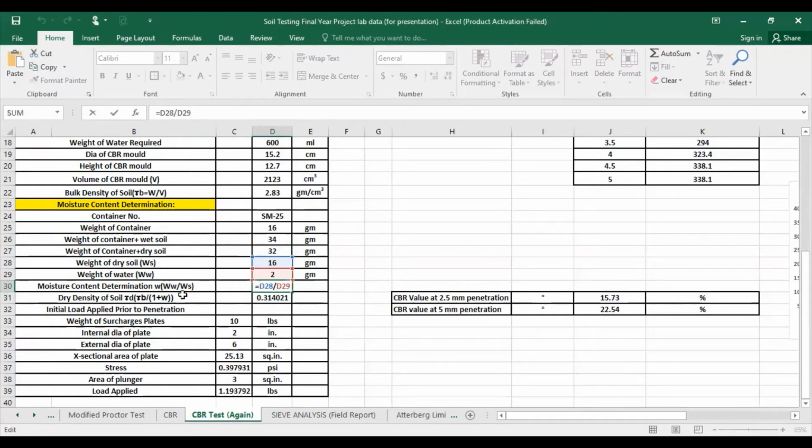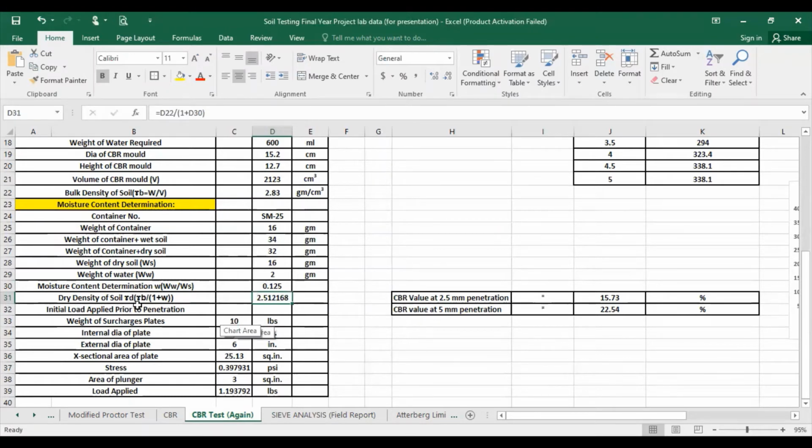So how is it so? Weight of water divided by weight of soil. So weight of water is what? Weight of water is this one. And what is the weight of soil here? So we will get the value of moisture content determination.